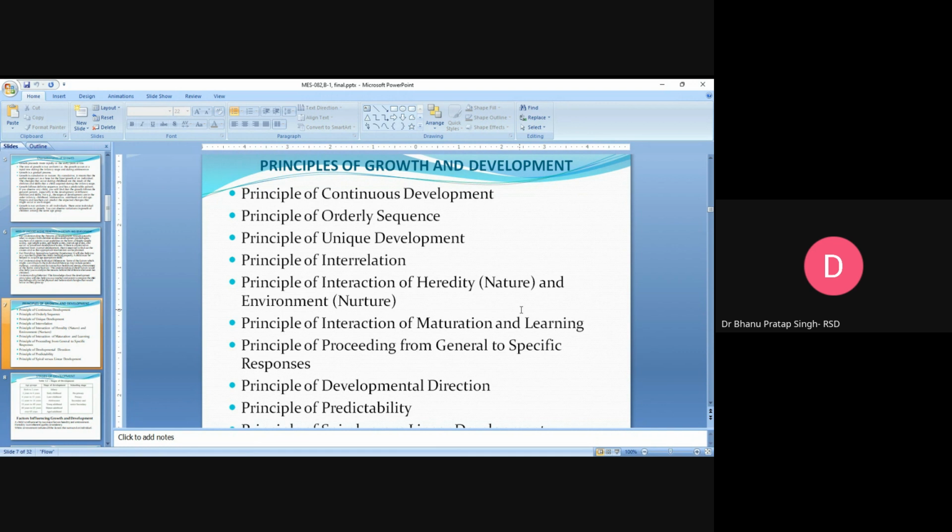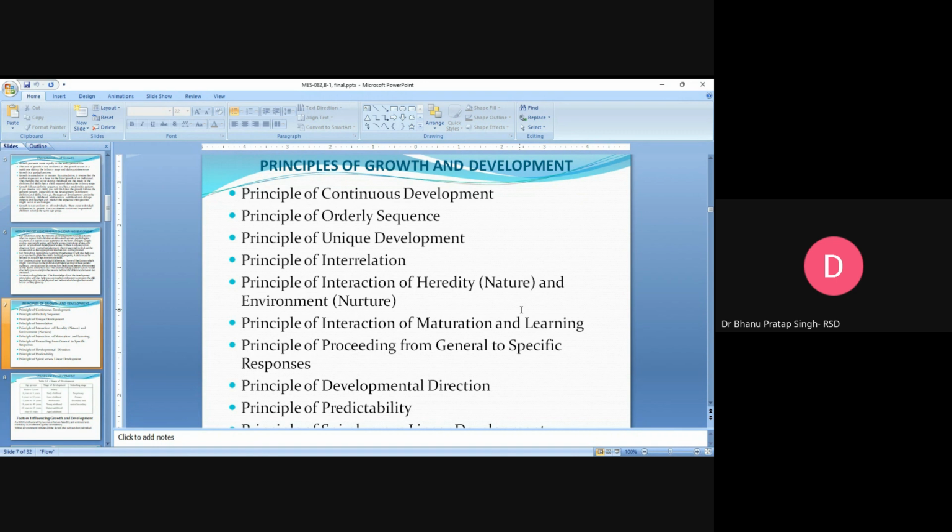Principle of unique development. Yes, everybody has unique development. One may be very intelligent, very intellectual. Some may be extraordinary, some may be slow learners, some may be high achievers. So it totally depends on heredity and environment. So every individual has unique development.